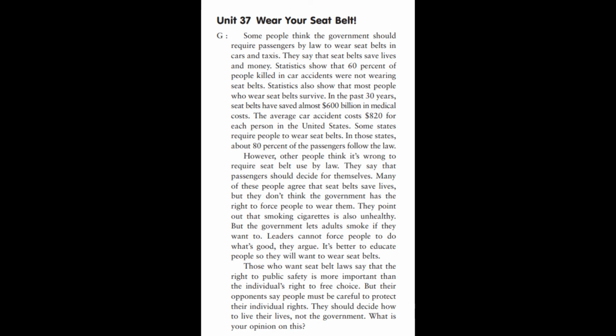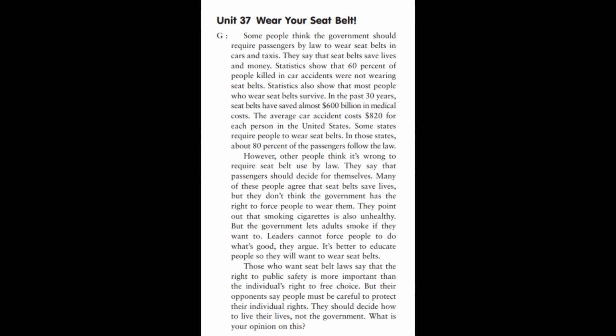Unit 37. Wear your seatbelt. Some people think that the government should require passengers by law to wear seatbelts in cars and taxis. They say that seatbelts save lives and money. Statistics show that 60% of people killed in car accidents were not wearing seatbelts. Statistics also show that most people who wear seatbelts survive.